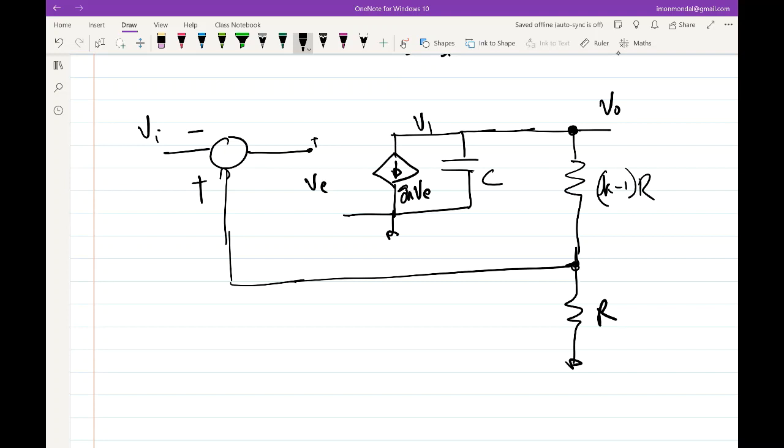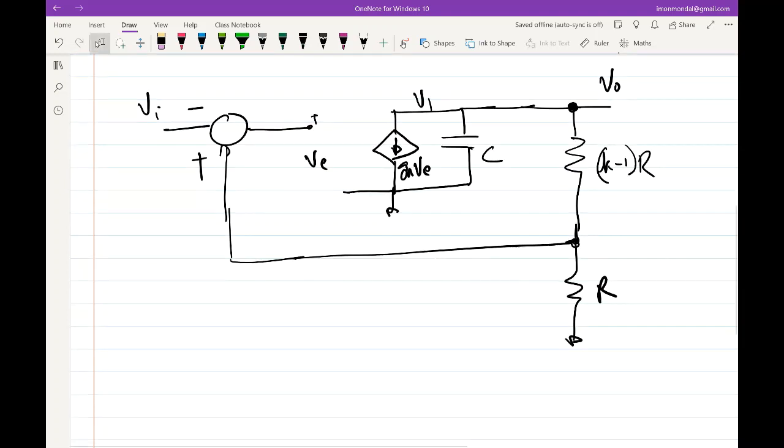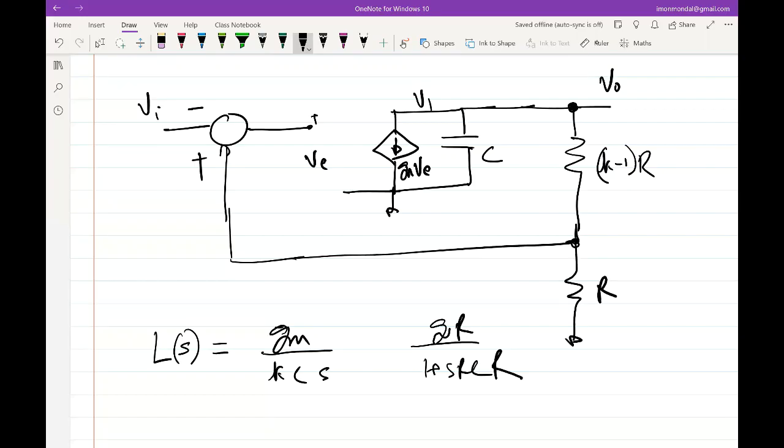Okay, instead of asking what do you think changes, let me simply ask you to find out the loop gain. Wherever you want to break, you break and find out the loop gain. I saw many of you got GM by SCK, and somebody who got GM over SCK, can you walk me through the reasoning?